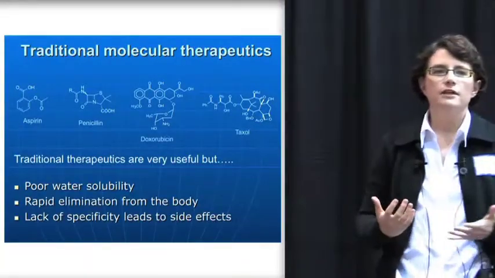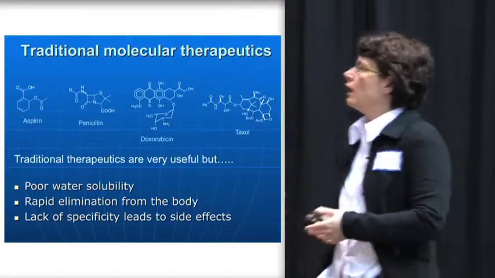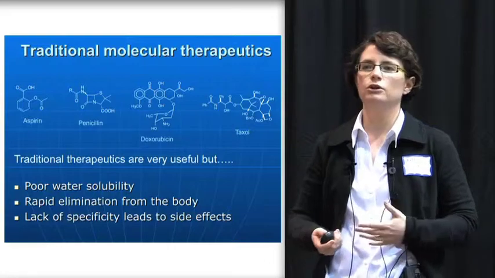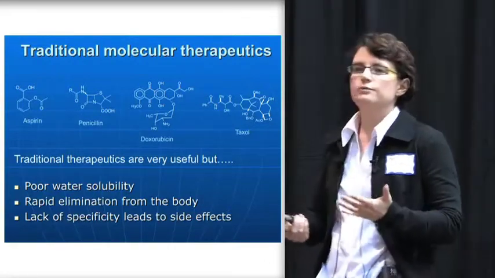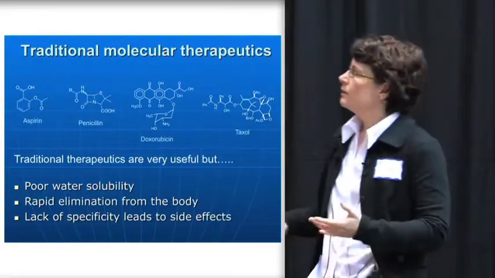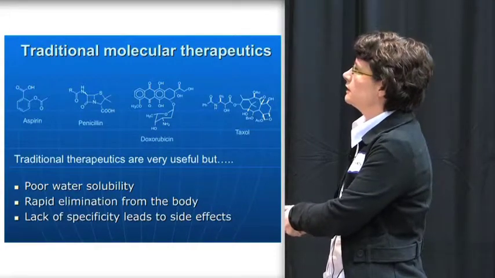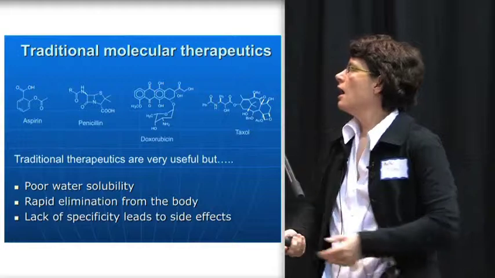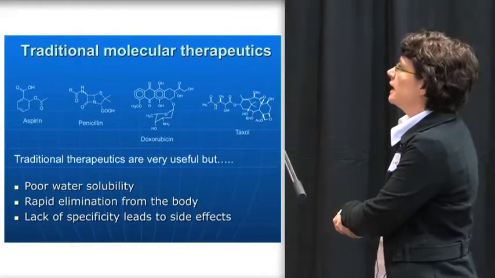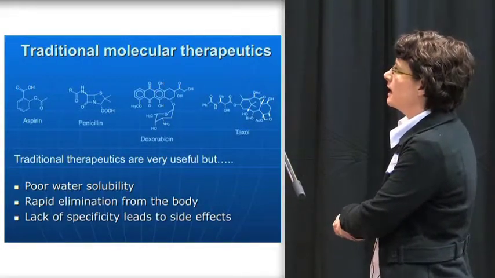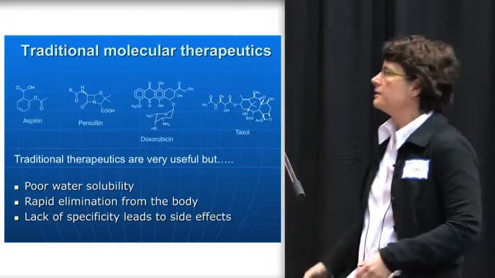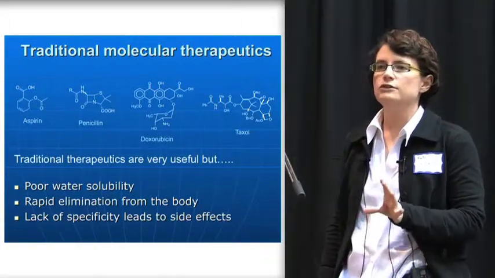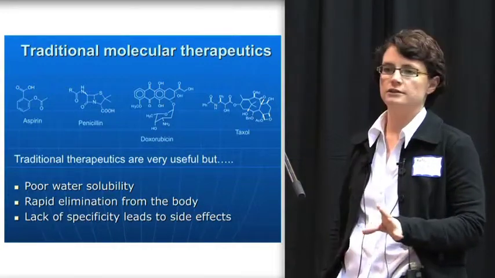So what do I mean by the traditional approaches? Well, if you get sick today, chances are you are going to take what we would call a traditional small molecule drug. I'm showing a few examples here. Certainly molecules like aspirin and penicillin you've probably heard of. These are a couple of anti-cancer drugs, doxorubicin and Taxol. And these molecules are certainly very useful, but they do suffer from some limitations.